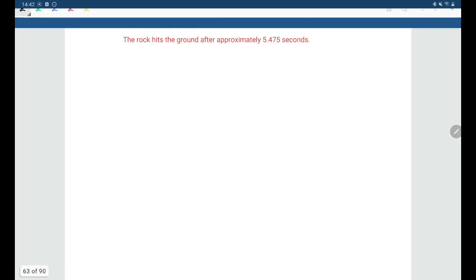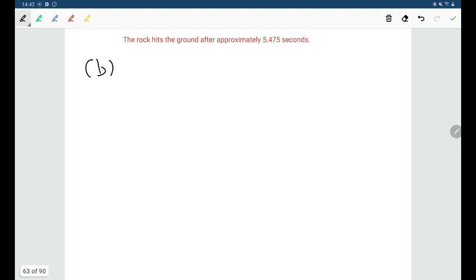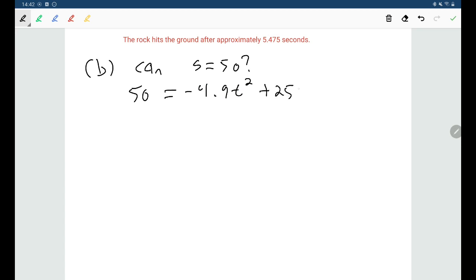Now, for part B, the question was, does the rock ever reach 50 meters above the ground? So the question is, can S ever be equal to 50? So let's find out. If we put in 50 for S, what happens when we try to solve for T? So here I'm putting in 50 for S. And if I solve for T, before I do that, I would bring the 50 to the other side. And it's a nice quadratic equation.